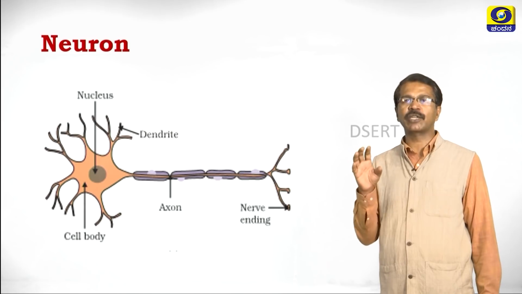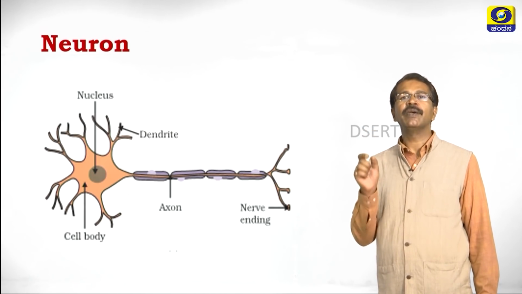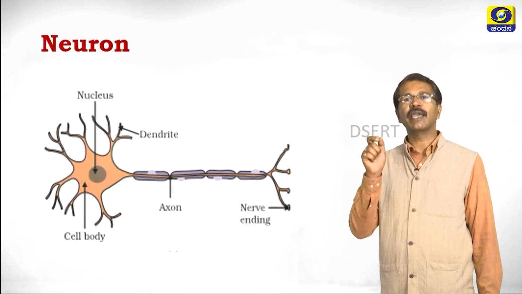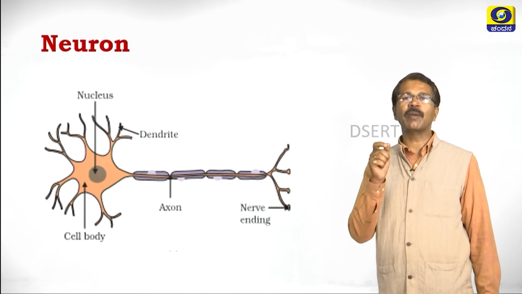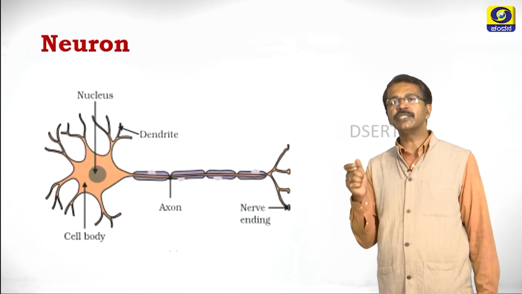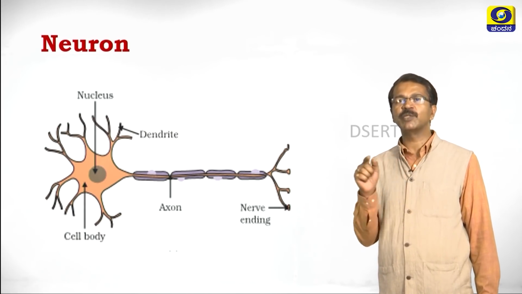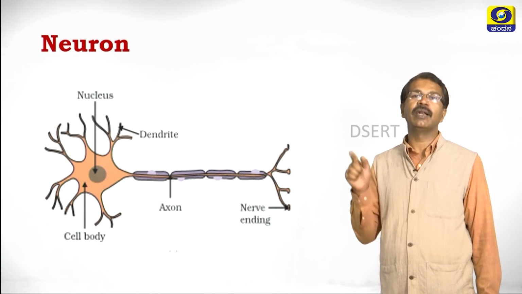This complete structure is involved in the transfer of messages. Actually, these dendrites receive chemical messages. That chemical message through the cell body and through the axon reaches the nerve ending in the form of a nerve impulse. That nerve impulse is transmitted as an electrical impulse.